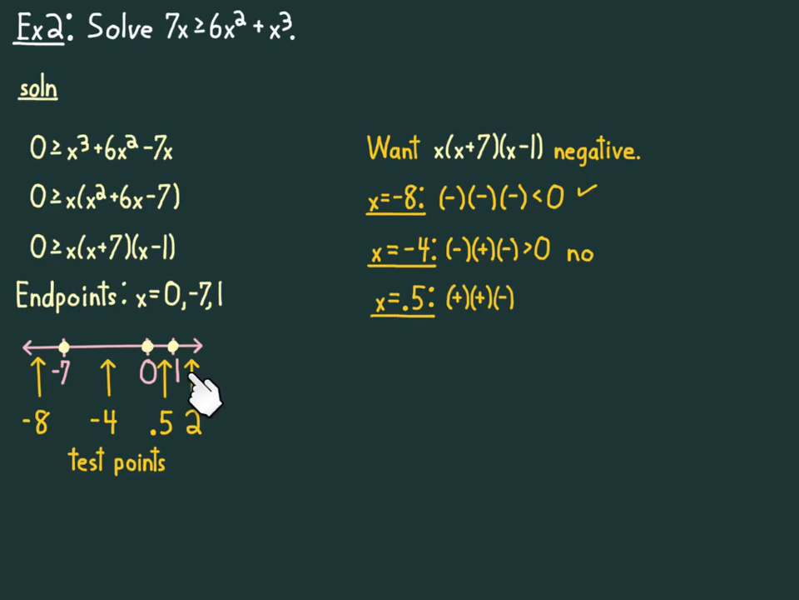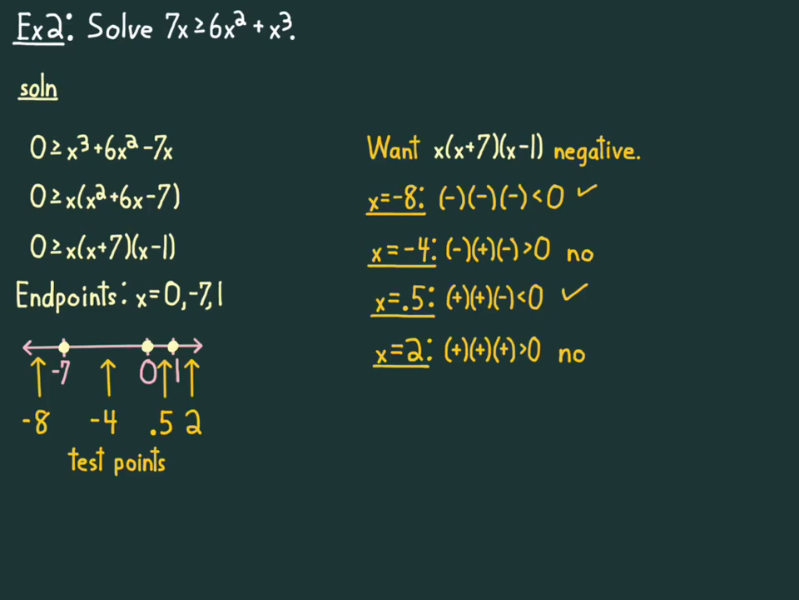So x equals 0.5, in between 0 and 1 here. 0.5, that's positive, and that's negative. So I get 1 negative, so that's negative, so that will be shaded. And then x equals 2, finally, everything's positive, and so that's positive, which is not what I want.